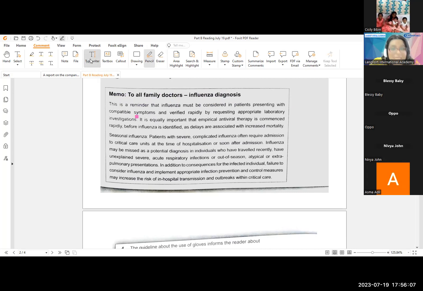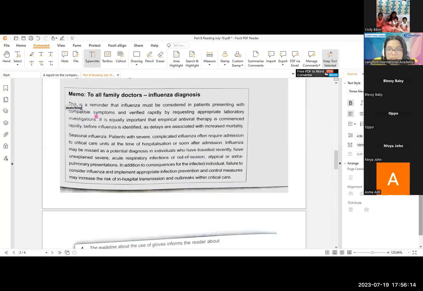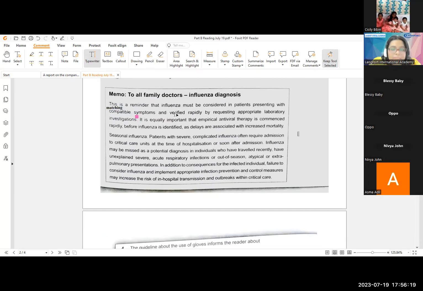Compatible is different, it's compatible. Compatible means matching. When something matches with something, that's called compatible. So if a patient presents with symptoms that match influenza, such patients must be verified rapidly, quickly, by requesting appropriate laboratory investigations. So this is a reminder to the family doctors, asking them to verify and quickly go for lab tests if any patients present with symptoms that match influenza.